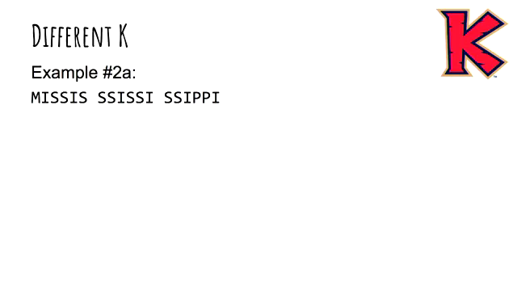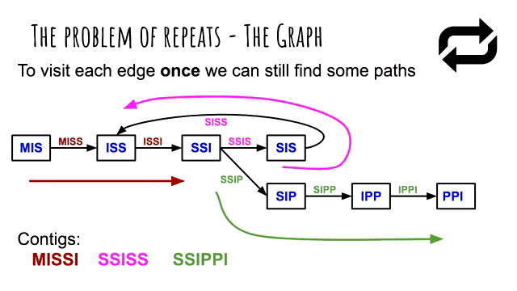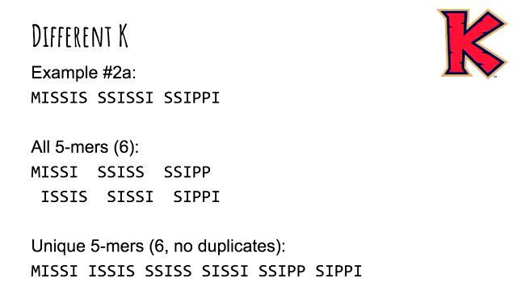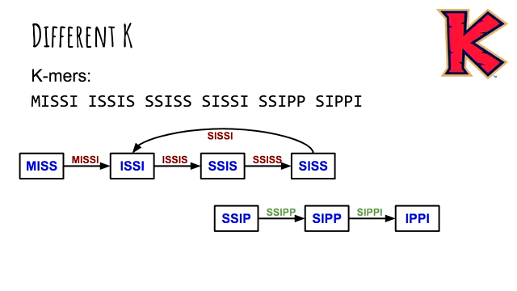All right, what would happen if we changed the value of k? So this was done with a value of k of 4. Let's change it to a different number. Let's try 5. So these are all the 5-mers. So let's build the graph out of this. And when we do, we get this.